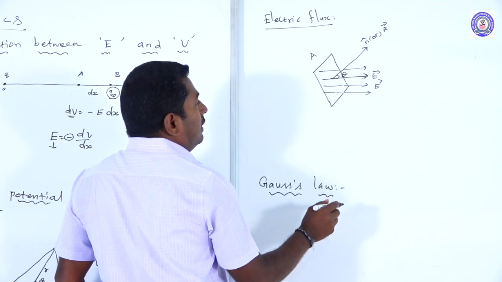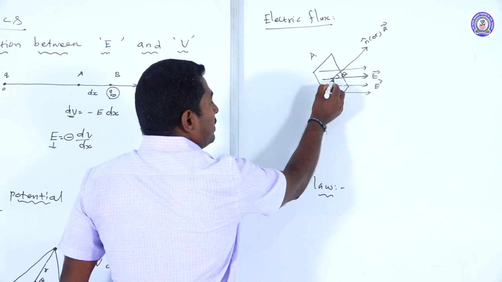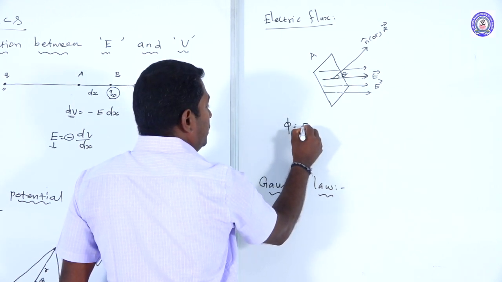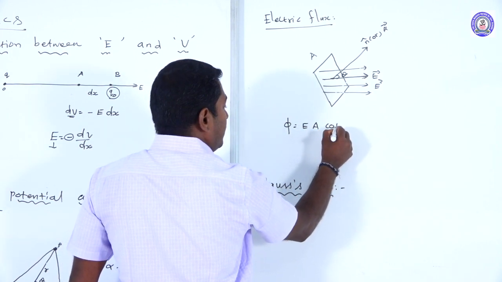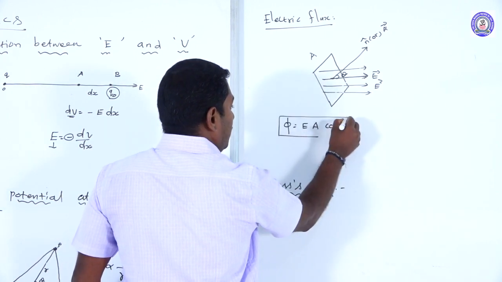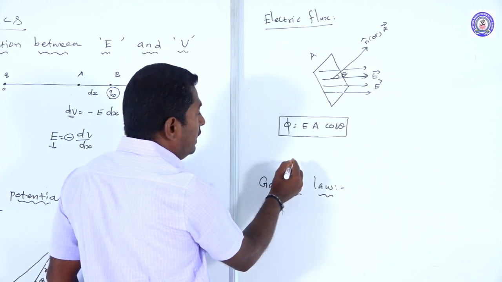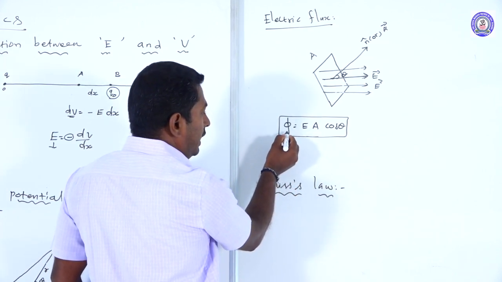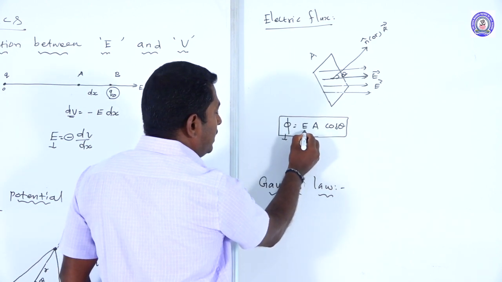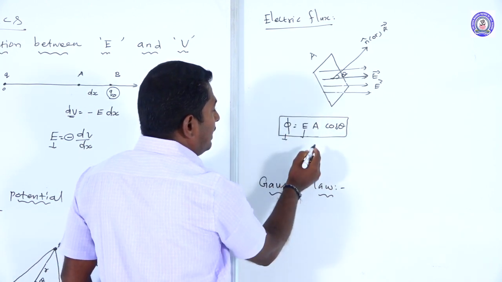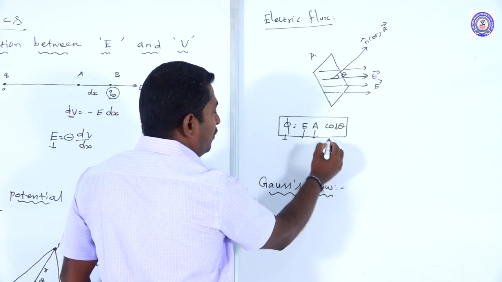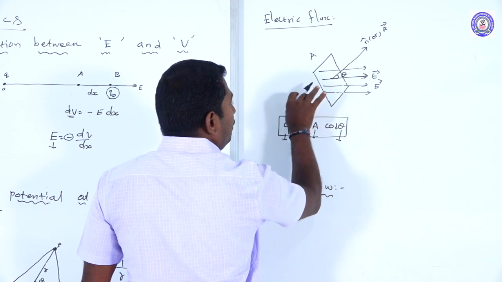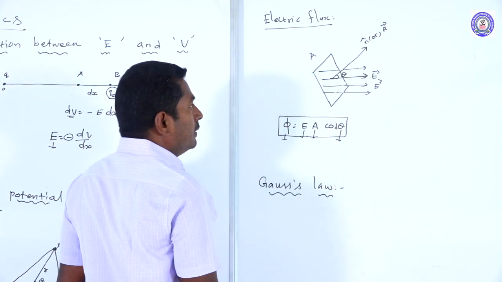So what is the electric flux through the closed surface? Phi is equal to E A cos theta. Electric flux is a scalar quantity. The magnitude of electric flux can be calculated using this equation: Phi is equal to E A cos theta. E is the magnitude of electric field intensity, A is the surface area, and theta is the angle between the normal drawn to the surface and the direction of the electric field.